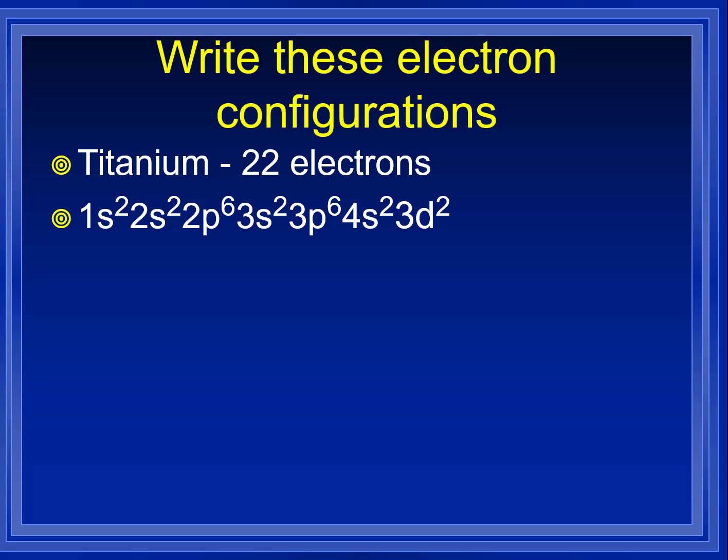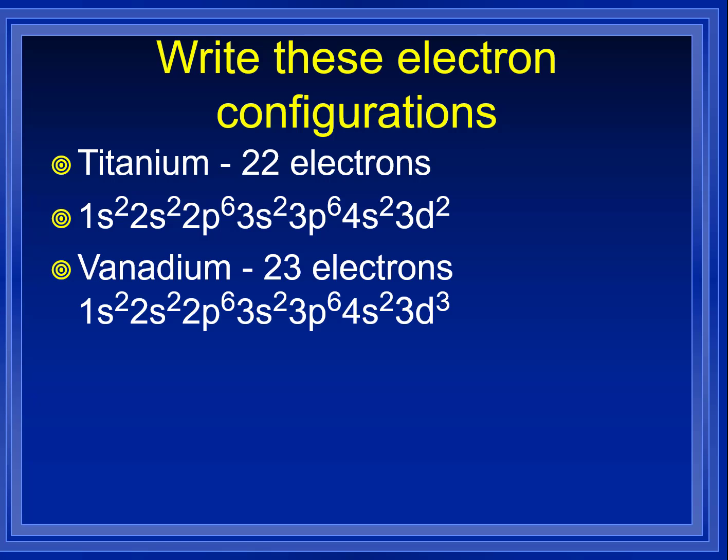It follows the rules. So the next element, vanadium, has 1 more electron. What would its electron configuration be? You'd write all that stuff, instead of being 3d2, it would be 3d3, right? It's the next one, right? You add 1 more electron, the d's not full.